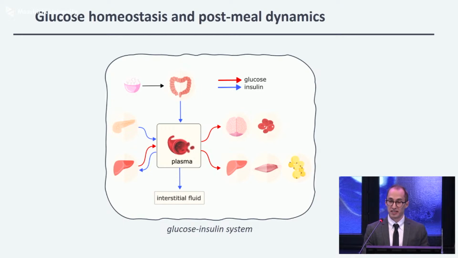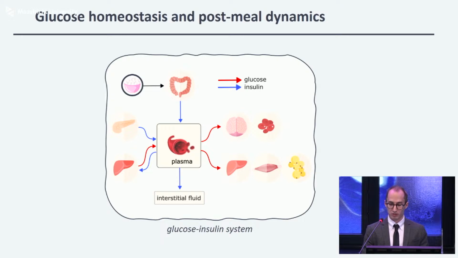Glucose homeostasis is central to metabolism and metabolic health. On the slide, you can see a schematic of some of the processes involved in maintaining glucose homeostasis. In the post-meal state, that is the time period following the consumption of a meal, insulin, a key regulatory hormone, manages the glucose levels in the following way.